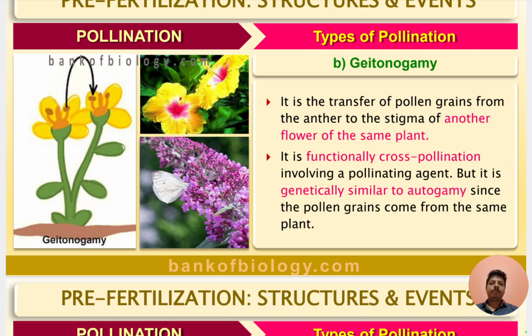Second one, geitonogamy, that is cross pollination. Geitonogamy means the transfer of pollen grain from the anther to the stigma of another flower of the same plant. Plant is bisexual, flowers are unisexual. There geitonogamy occurs. It is functionally cross pollination involving a pollinating agent, but it is genetically similar to autogamy since the pollen grains come from the same plant.